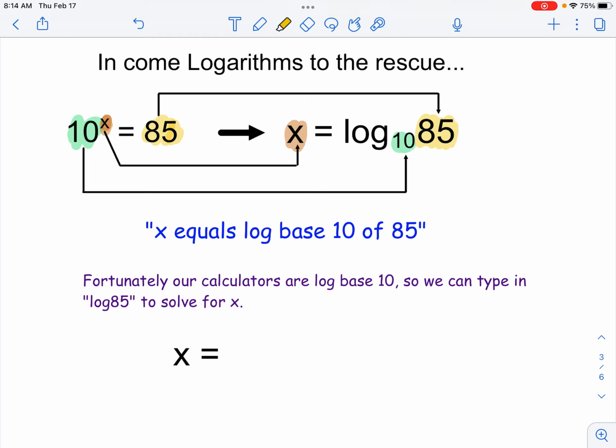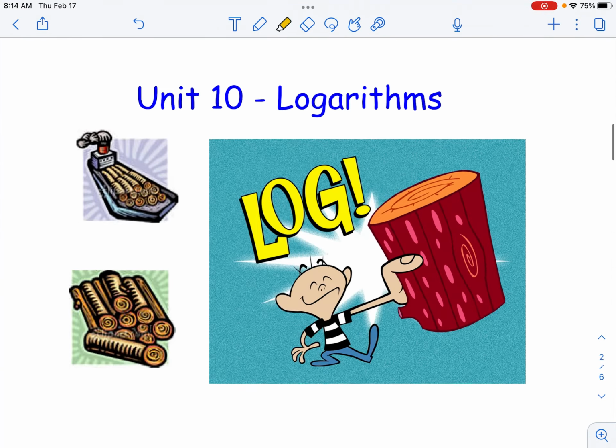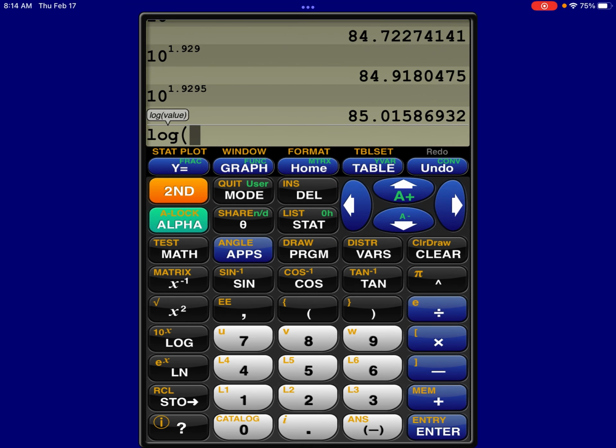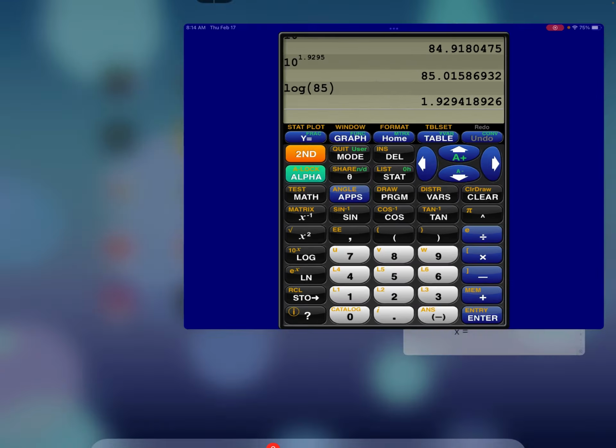Fortunately, our calculators are base 10. So if I type in log base 10 of 85, it should give me about 1.9295, around there. Let's grab our calculator and do that. It would be log of 85. So it's 1.929418926. It's going to keep going on forever and ever. So we got pretty close. I did 1.9295. It was off by just a little bit. It would be 1.92942 approximately.